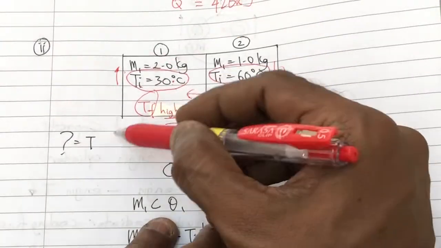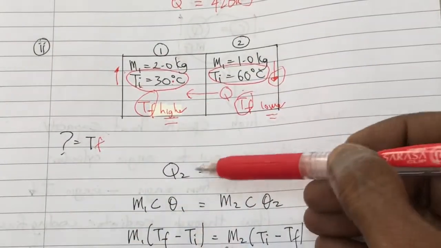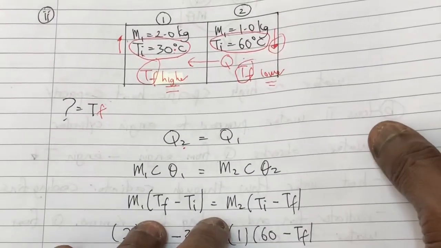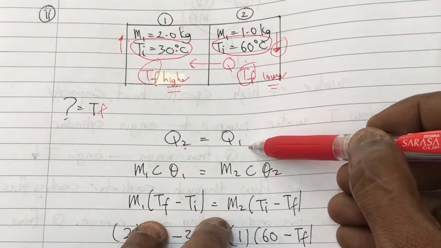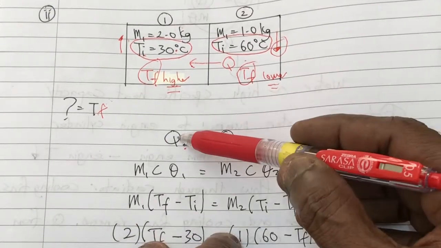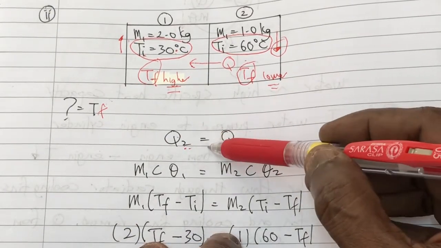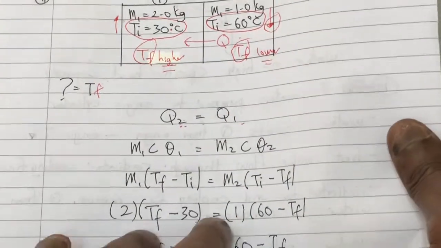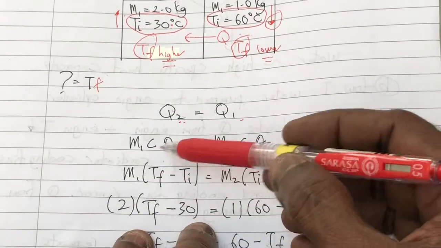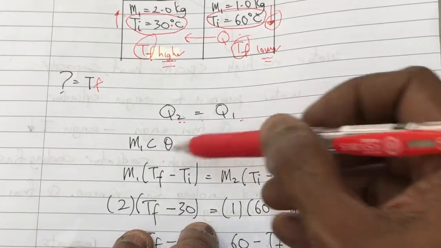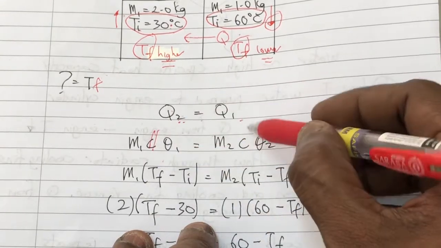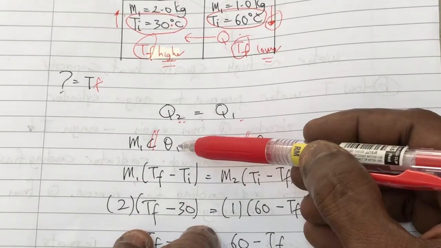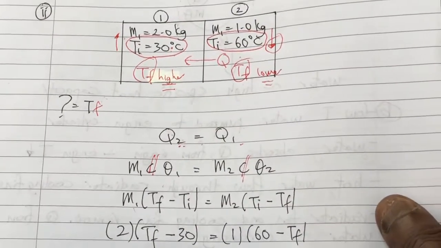So we want to find the final temperature. Heat coming out from water 2 is the same as the heat entering water 1. Heat coming out from 2 equals heat entering 1. So for each of these, we substitute the formula. M1 C, both water, same. So I can cancel the C because both are the same type of liquid, water. M1. Now for theta 1, we must be careful.